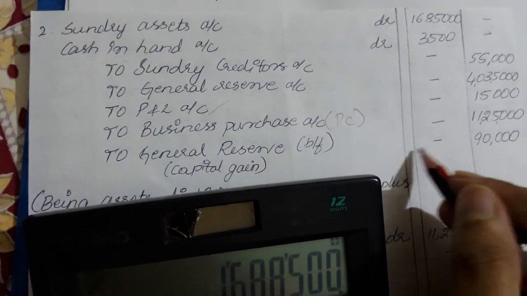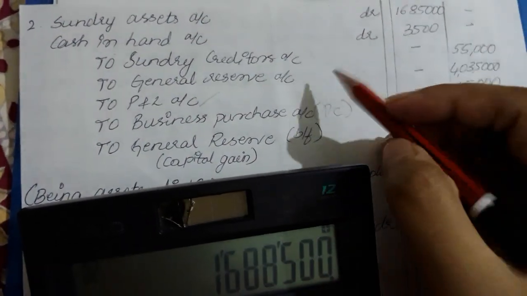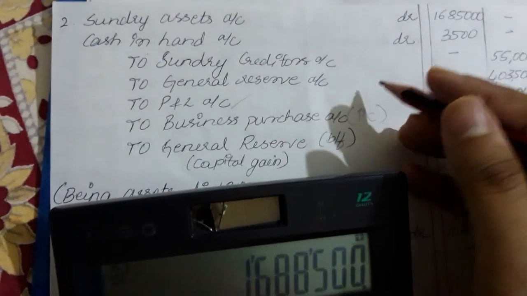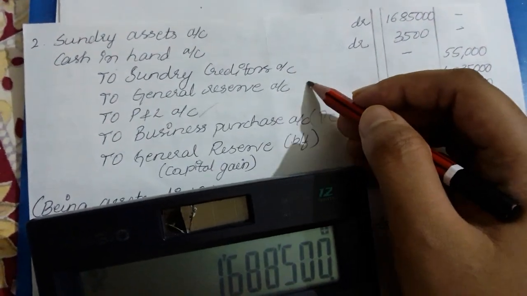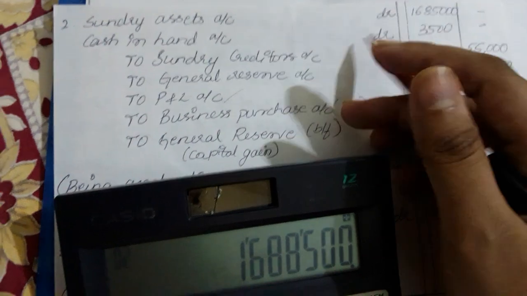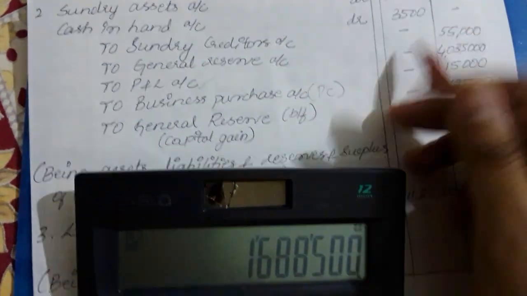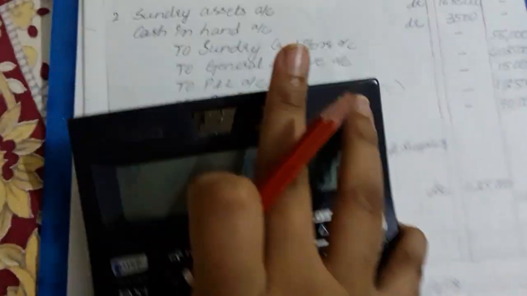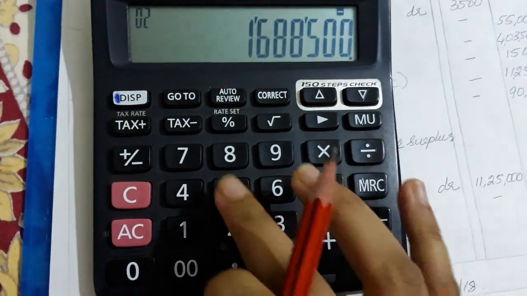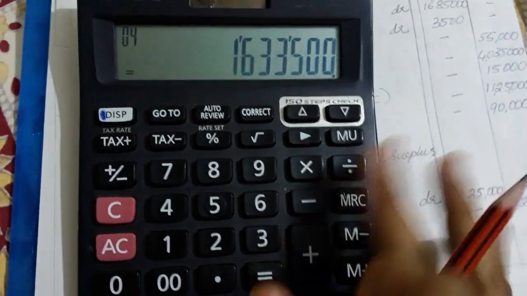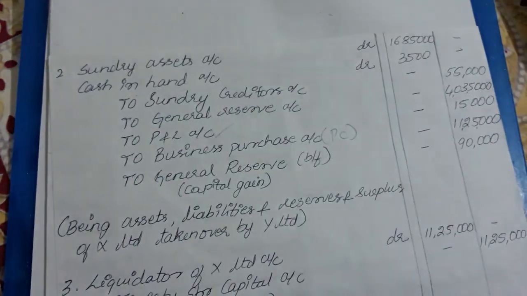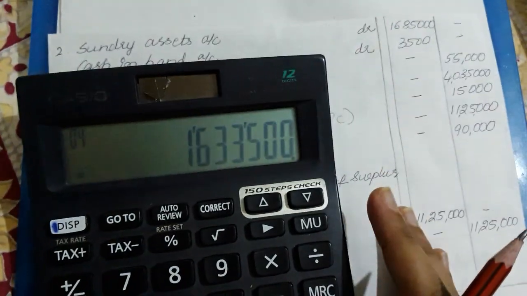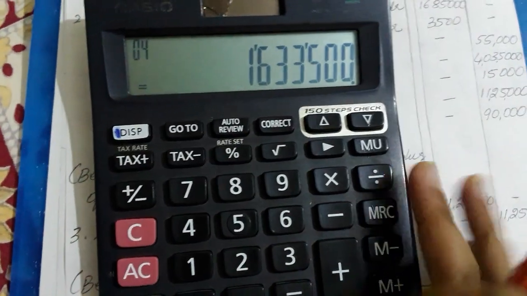While preparing this entry, you will be taking all the liabilities. Reserves and the profit and loss account need to be taken also. So sundry creditors of 55,000, we need to minus that, minus 55,000. Next we have general reserve of 4,35,000.